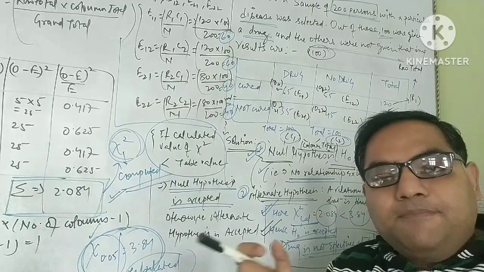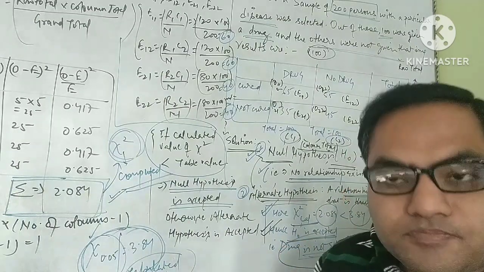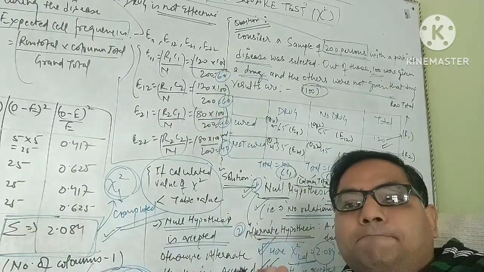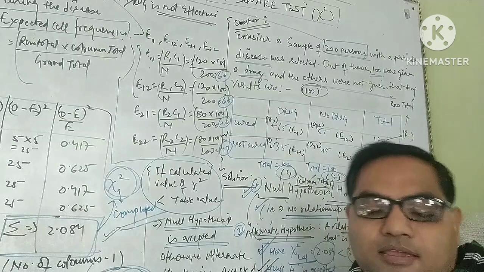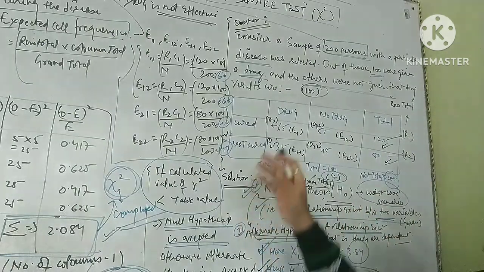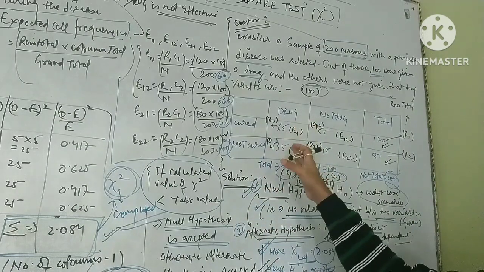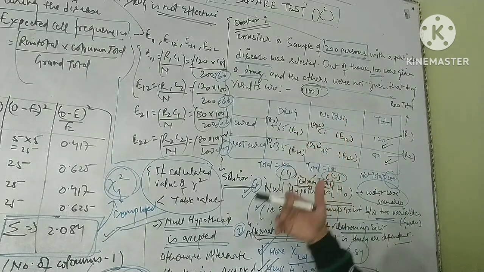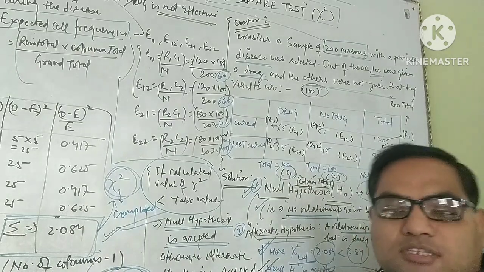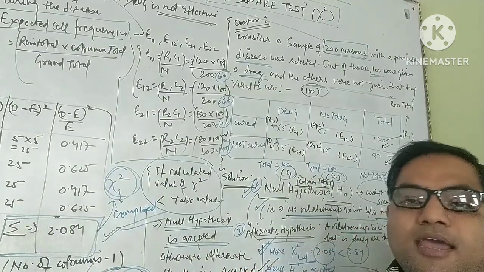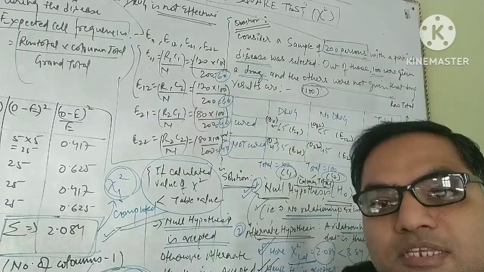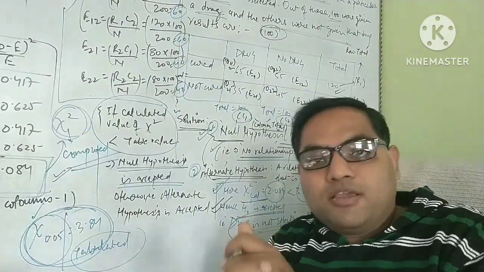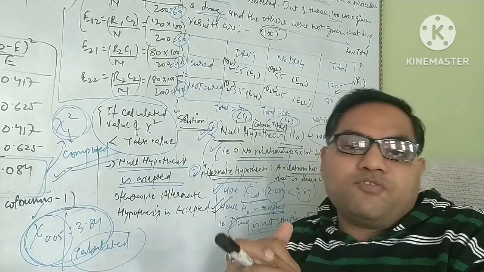This is not a very complex thing, but you have to formulate the expected cell frequencies. It is always better to write the values of E11, E12, E21 and E22 in the original content. It is a 2x2 case. If you have 3x3 or 4x4, the same procedure is adopted, and you arrive at a conclusion whether it goes the null hypothesis way or the alternate hypothesis way.